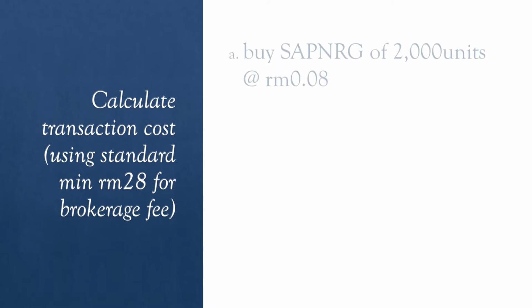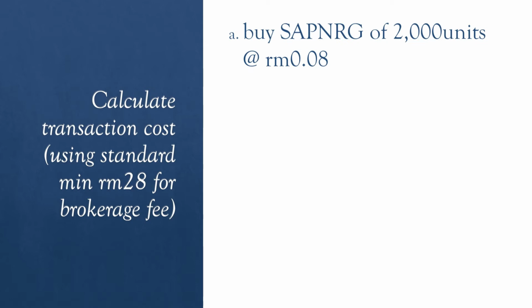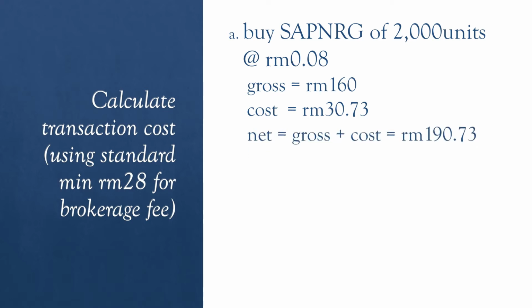Okay, so I take one example here. Katakan kita beli Sapura Energy at 2000 unit at 8 sen. So your gross transaction equals to RM160. Your cost will be at RM30.73. How to calculate your net is equal to gross plus cost, which is sama dengan ringgit Malaysia 190.73. Okay, that is one example.